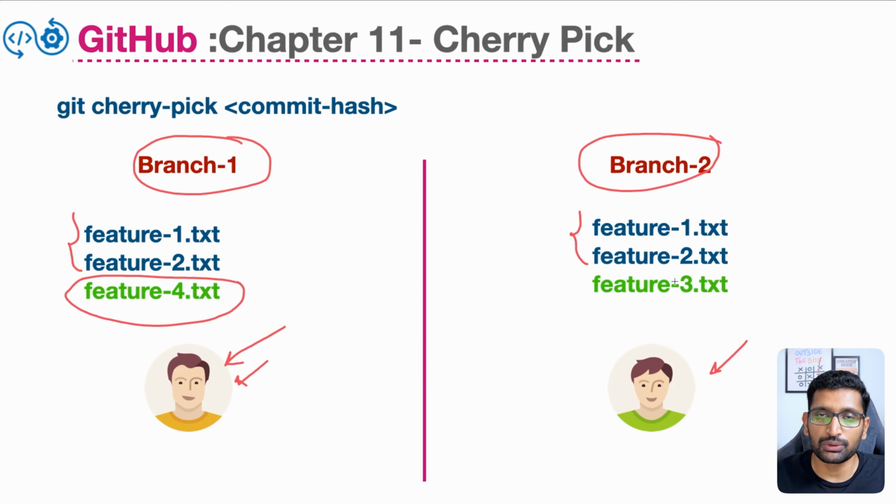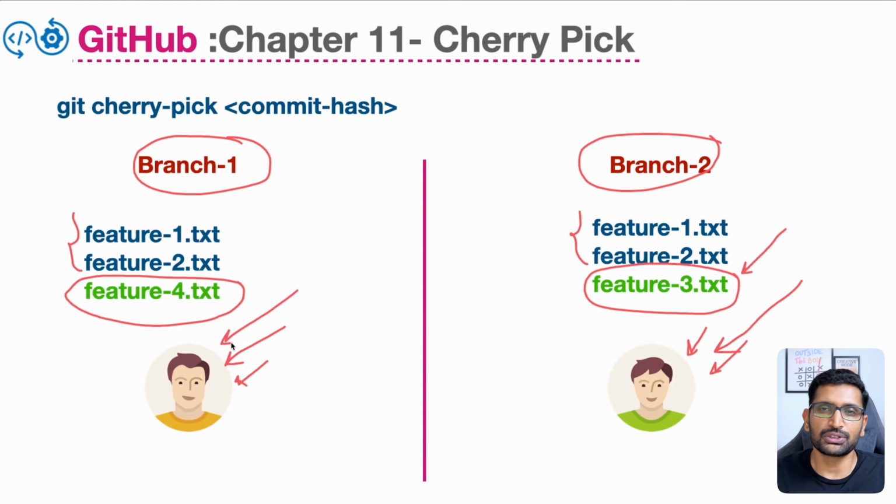And developer 2, working on branch 2, has decided to work on feature number 3. But eventually, this developer on branch 2 has finished feature number 3. And developer 1 is expecting, okay, so you have finished your feature number 3, then why can't I include that feature here in my branch before it is pushed to the main branch?